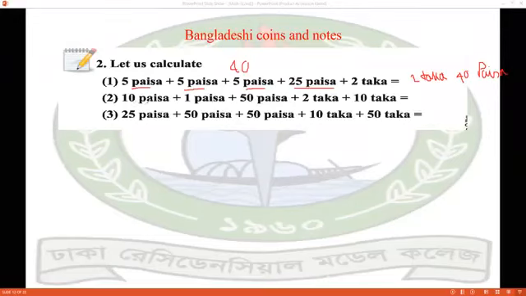Here we see 10 paisa, 1 paisa, 50 paisa, 2 taka, and 10 taka. So 10 paisa and 50 paisa make 60 paisa, and 1 paisa means 61 paisa, and 2 taka and 10 taka make 12 taka. So we can write 12 taka, 61 paisa.